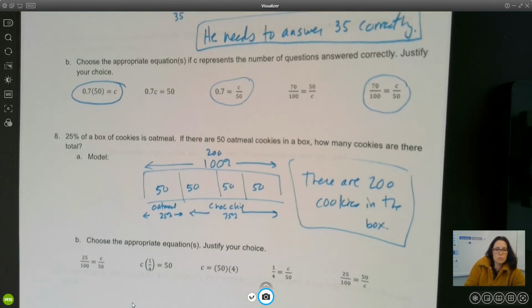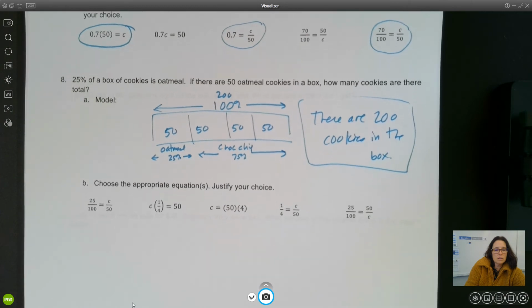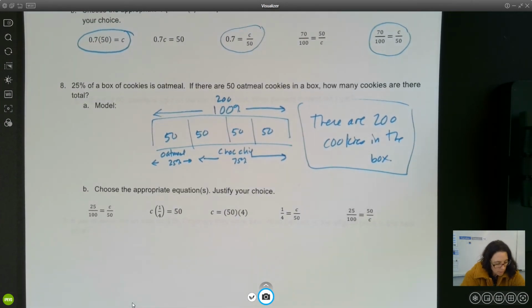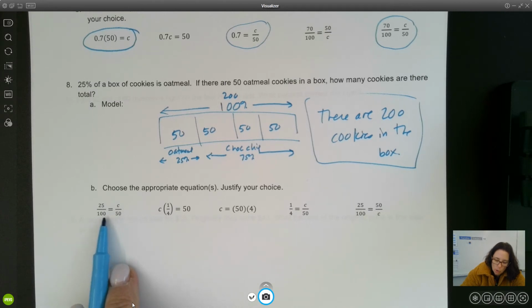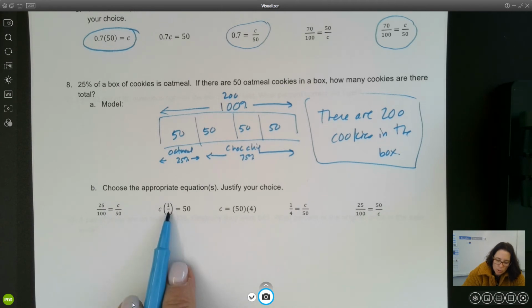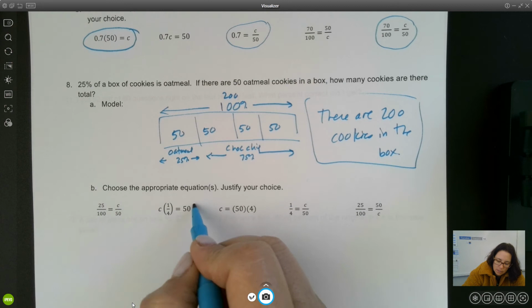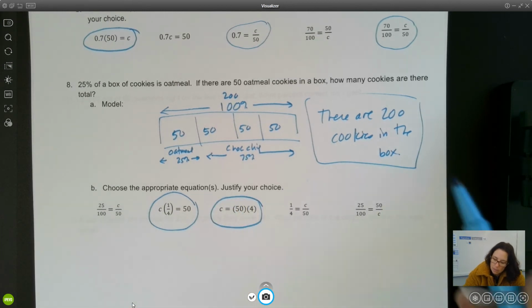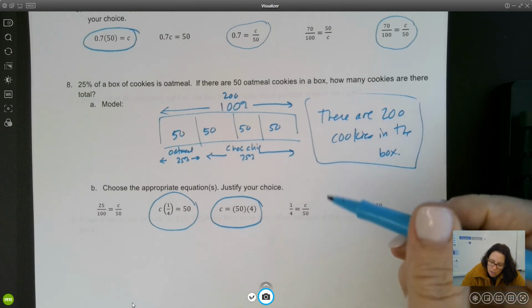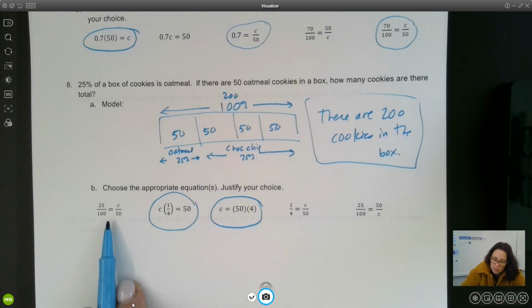All right, now let's choose the equation that works here. Could we use 50 total cookies? No. Could we use a quarter of the total cookies as 50? Mm-hmm. Could we use the total cookies as 50 times 4? Mm-hmm. Take a look at this one and this one. Aren't they the same? This 1/4 is just this simplified.